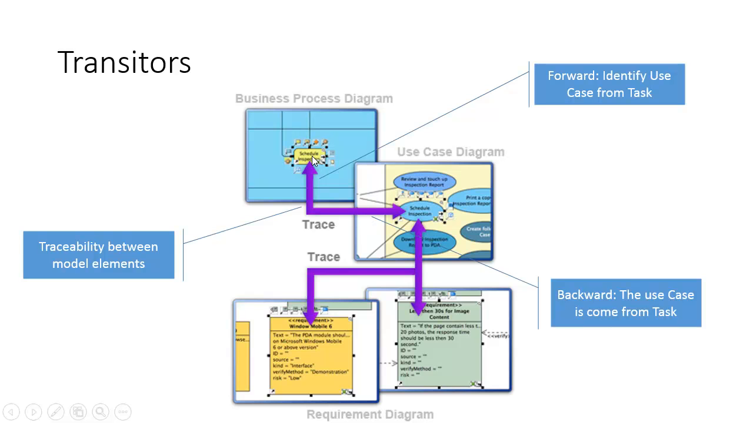So the transitors have both directions, from and to. That means this business process task will transit to the use case, and the use case can also link back to the task. That is not a direct link. This doesn't mean a reference. It means this use case comes from this task, or it's not totally from it, but this task is used to create this one.